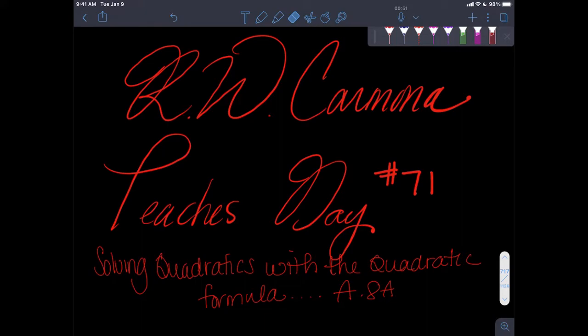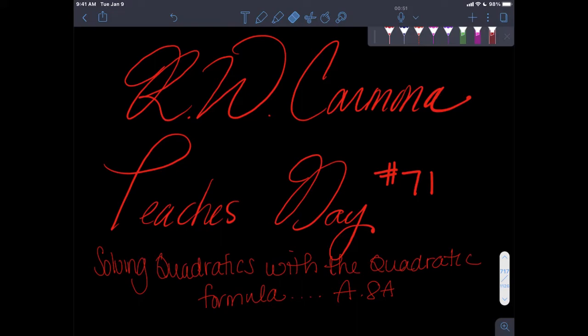Algebra 1, Day 71. So today we're going to be talking about solving quadratics with the quadratic formula. Before we jump into that topic, let's give you a little bit of history about this. First thing, what are we talking about when we're talking about solving? Well, what we mean is that we are looking for where this graph touches the x-axis. We're looking for a solution, a root, a zero, an x-intercept, whatever the folks decide to call it.